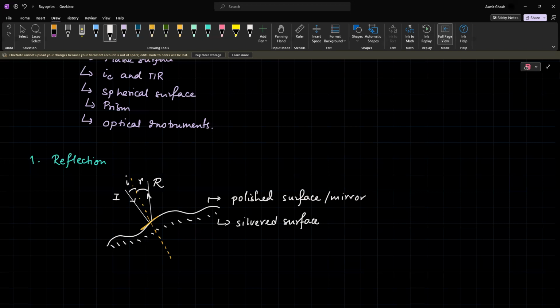In case of the law of reflection, the first law states that the incident ray, normal, and the reflected ray all lie on the same plane. And secondly, the angle of incidence is equal to the angle of reflection. Okay. Now, what is the vector form of the reflected ray?